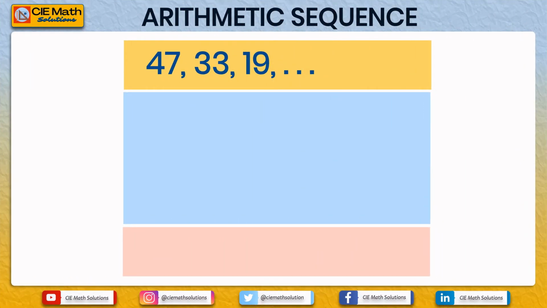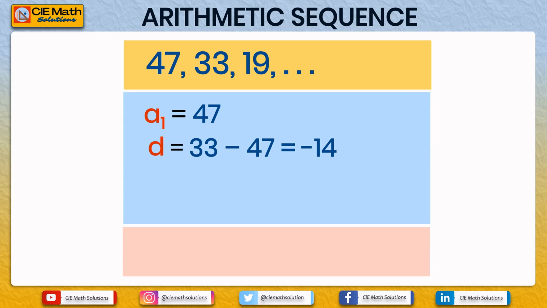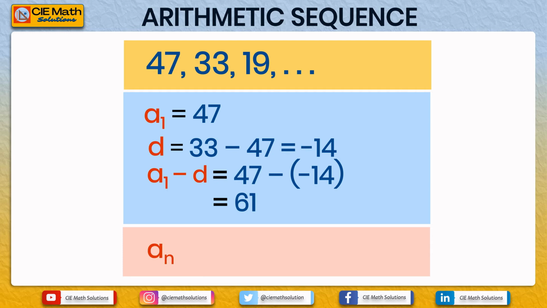First, we need to find the general rule for the given arithmetic sequence or progression. A1 is 47. The D is 33 minus 47, which is equal to negative 14. A1 minus D is 47 minus negative 14, which is equal to 61. The general rule then for this arithmetic sequence is given by an equals negative 14n plus 61.